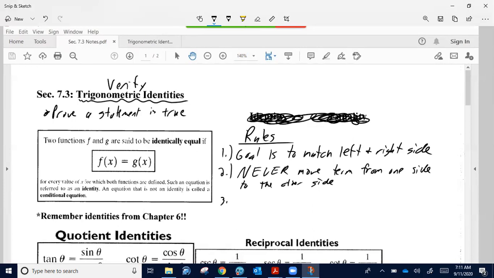And to make these things work, since I can't move things from one side to another, we use identities or our formulas to replace terms, or algebraic properties to manipulate terms.